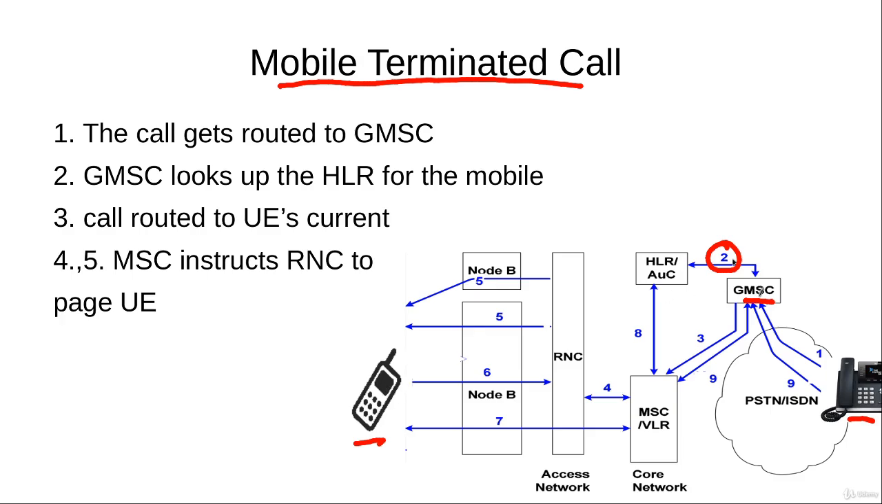So then the gateway MSC would route this call to the corresponding MSC, and then the MSC would instruct the RNC to page the user equipment. So RNC would page all the node Bs that are there in the location area of this user equipment, and then when this user equipment is paged, this user equipment would respond to the RNC, and then a bidirectional connection between the user equipment and RNC would be established.